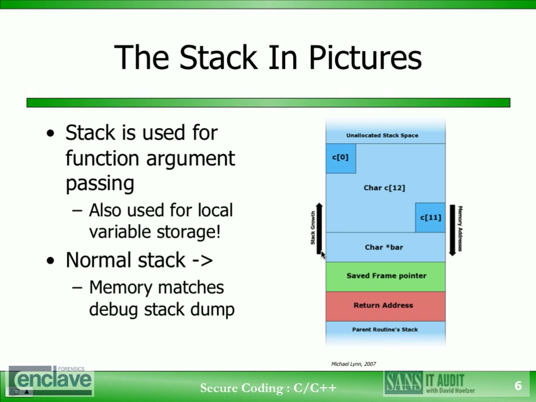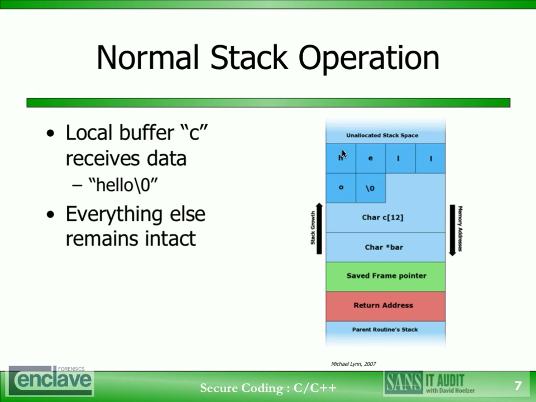So if there were any arguments that were sent, they would actually appear before the return address, and the variables that appear after the saved frame pointer, or literally in memory before the saved frame pointer, these are locally allocated variables. So you can see here that we've got two variables. We've got a pointer called bar, and we've got this character array called C, and that has 12 different slots in it.